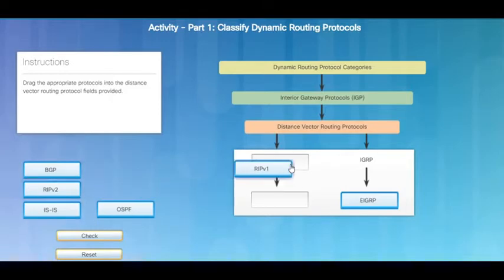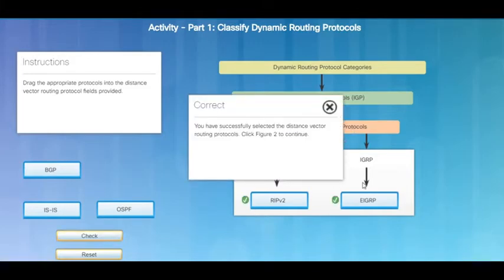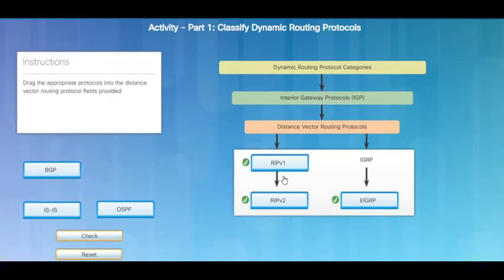If you answered RIP v1, let's check. And of course, the enhanced version of RIP v1 is version 2. Let's check if your answers are all correct. There you go. These are the correct classifications of distance vector routing protocols under this category.